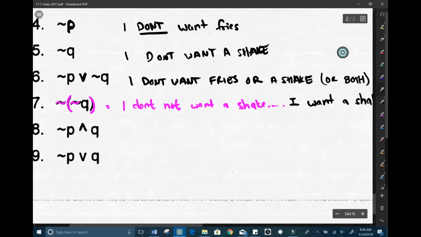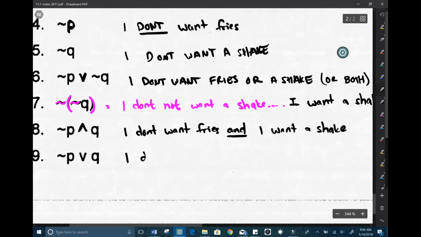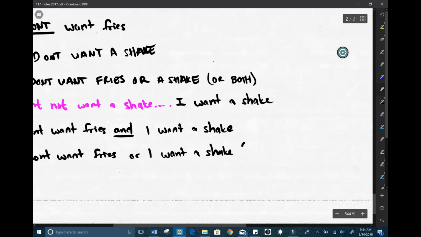Similar here, so negation of P first. I don't want a shake, or I don't want fries, sorry. And I want a shake. And lastly, I don't want fries, or I want a shake. Or both. Okay, so those are logic.